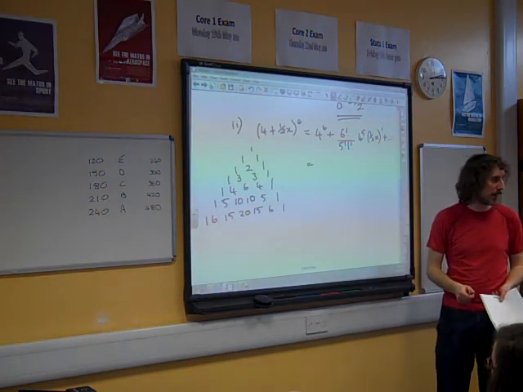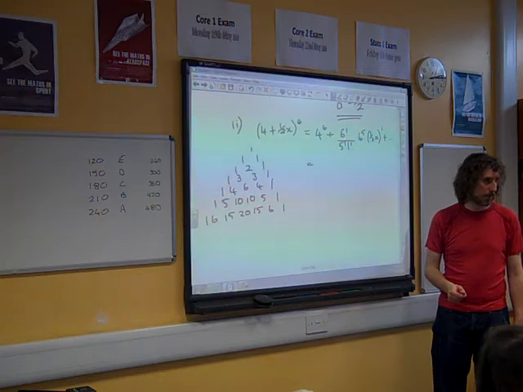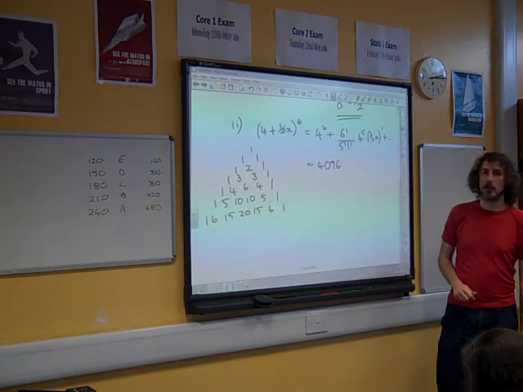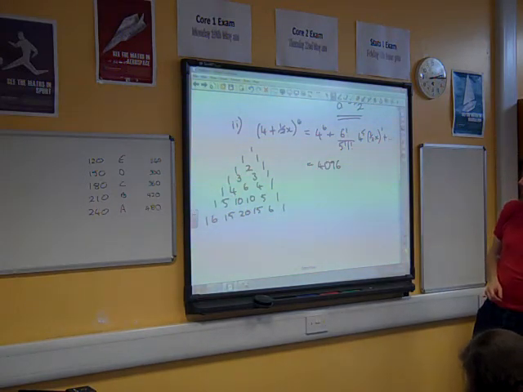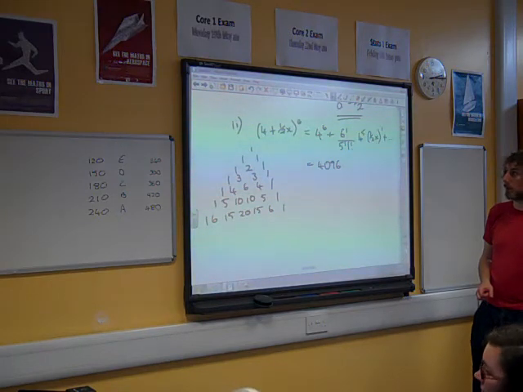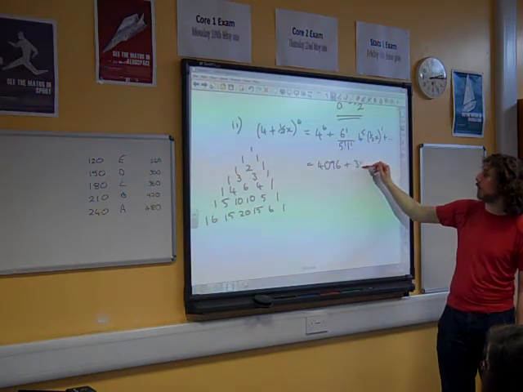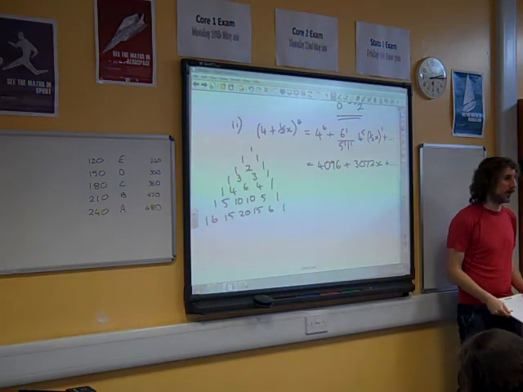So we've got 4 to the 6, which is some number. And then we've got 6 times 4 to the 5 times a half of x, which is some amount. I think it's 3,072. And there it is.